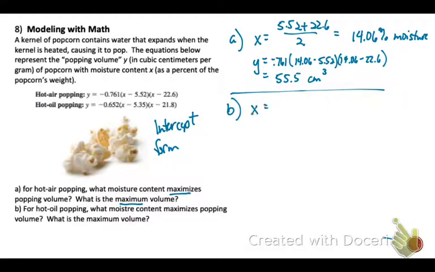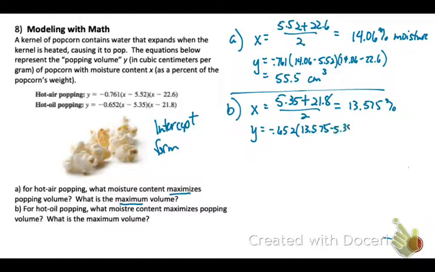Now let's look at the hot oil popping. So let's take the P value, add it to the Q, divide by 2. So a little less percent moisture in the kernels. And now let's plug that into the hot oil popping, and let's see what the volume is maximized for hot oil. So only 44.1 cubic centimeters.